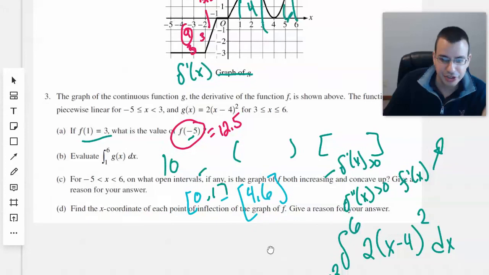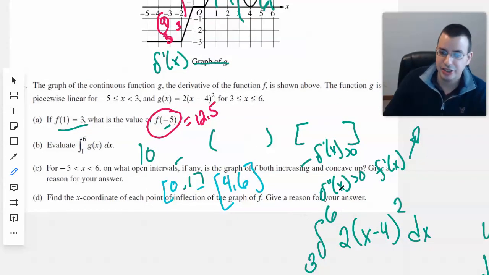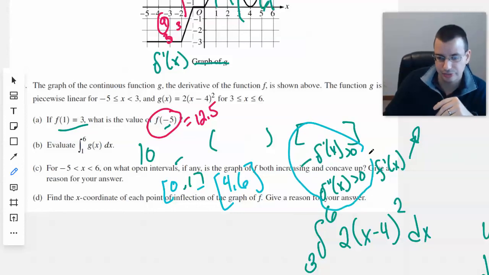And give a reason for the answer, and that's because on these intervals, f prime of x is greater than 0, and f prime prime of x is greater than 0. So this would be the justification right here.